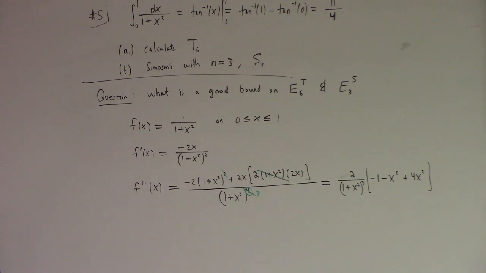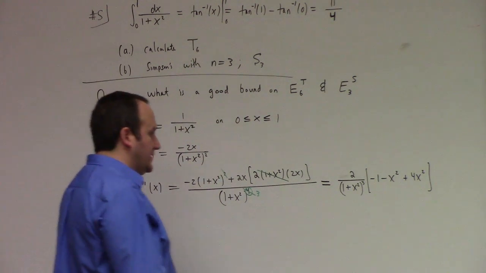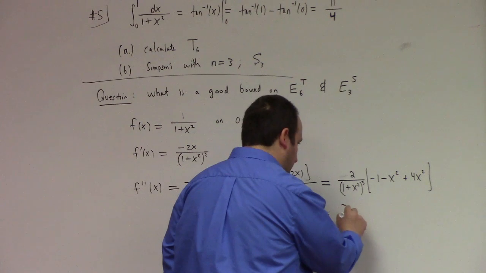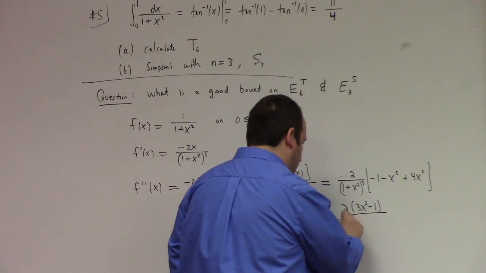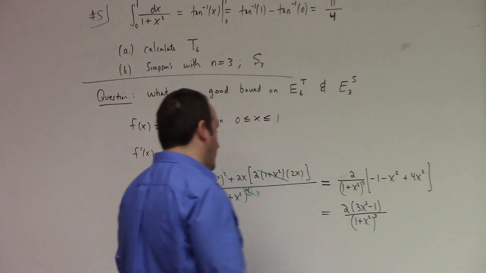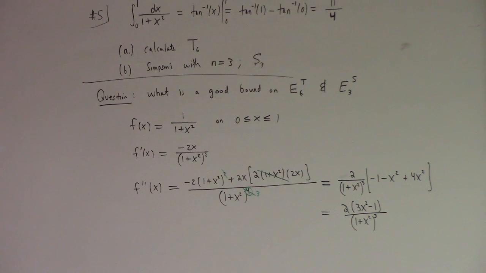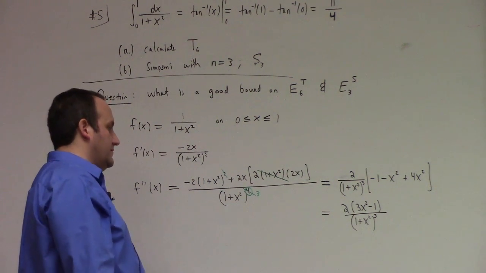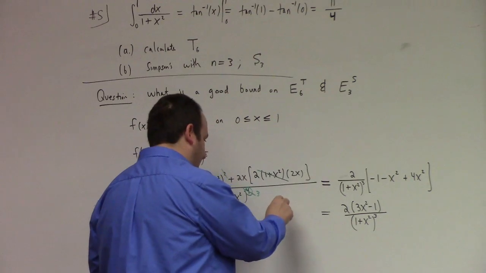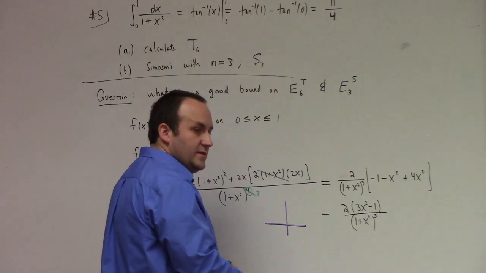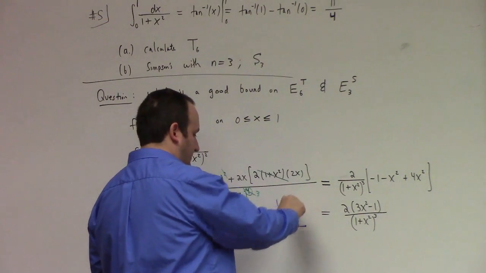So we can simplify this, no? Yes? A little bit, let's clean it up. So I have twice, looks to me like 3x squared minus 1 divided by 1 plus x squared cubed. All right. And now I'm going to do some somewhat ad hoc analysis here. So what I'm about to do is not terribly rigorous, but it may be useful. 3x squared minus 1 is a parabola. It looks something like this, right?